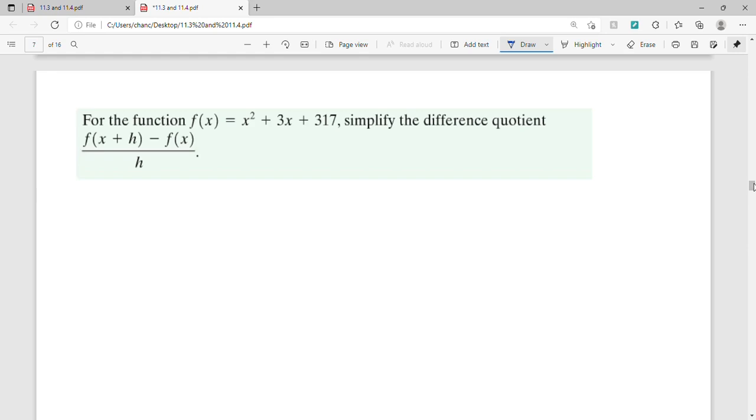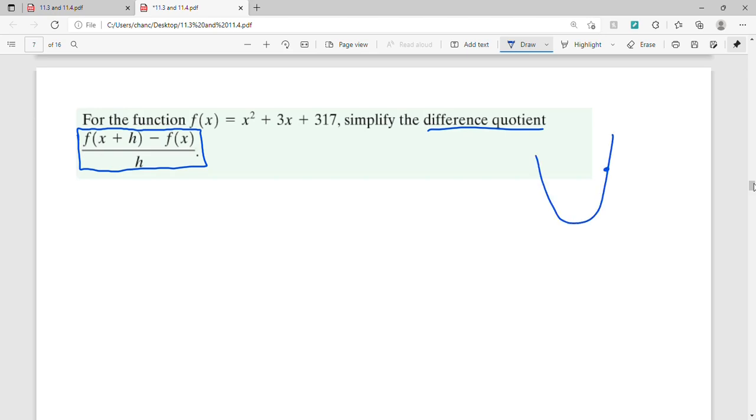In this example, we are going to look for the difference quotient. The difference quotient is an important formula. It is used in future math classes, so it's important to know the difference quotient. It generally represents the slope on a curve between 2 points. So we could find the slope of 2 points on a parabola using this equation, the difference quotient.